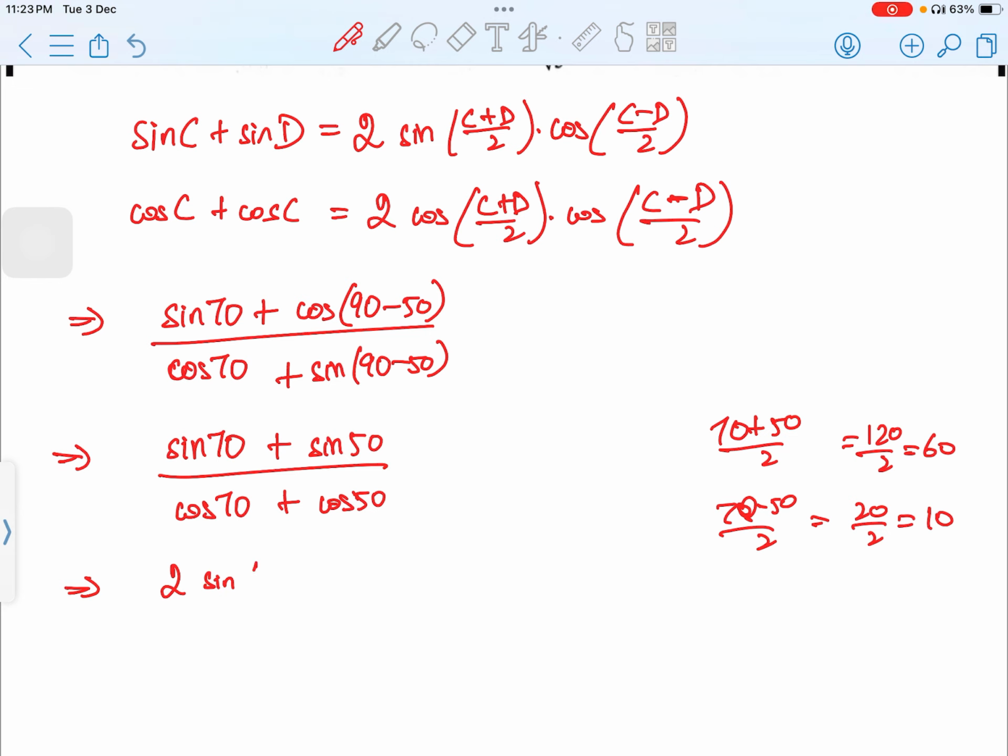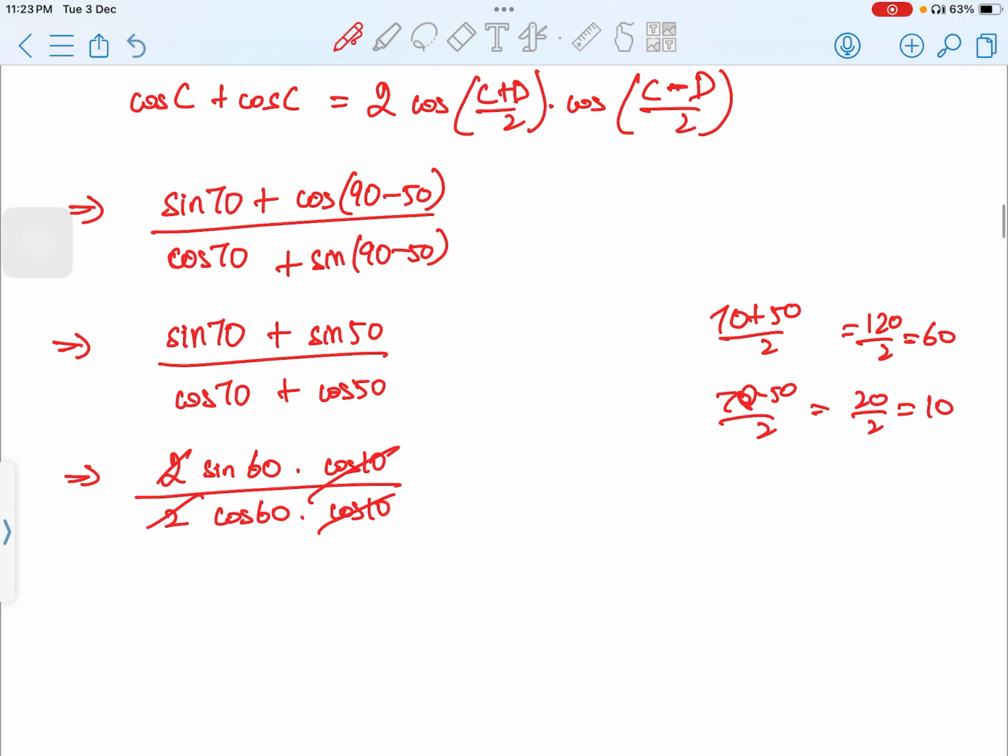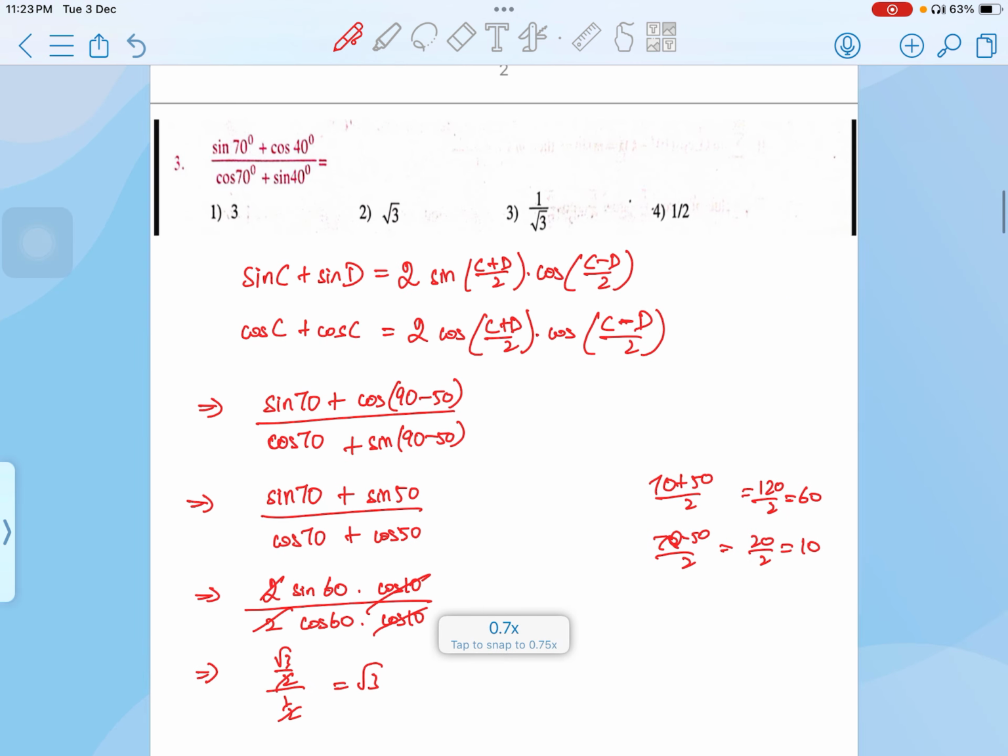So this is nothing but 2 times sin 60 into cos 10 divided by 2 times cos 60 into cos 10. So 2 and 2 cancel, cos 10 cancels. So sin 60 by cos 60. Sin 60 value is root 3 by 2. Cos 60 value is 1 by 2. This and this cancel, so root 3. So we'll choose option 2.